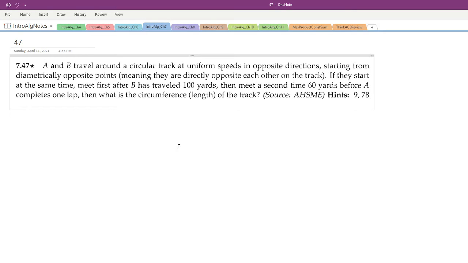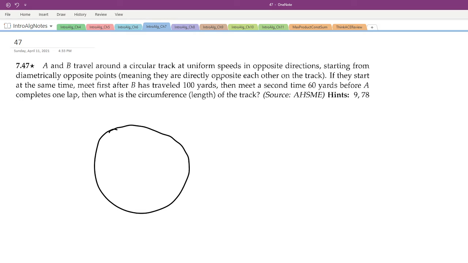So A and B travel around a circular track, at uniform speed in opposite directions. A and B must travel in opposite directions, starting from diametrically opposite points. What diametrically opposite points means is this: this is the starting point for A, this is the starting point for B, and they travel in opposite directions.